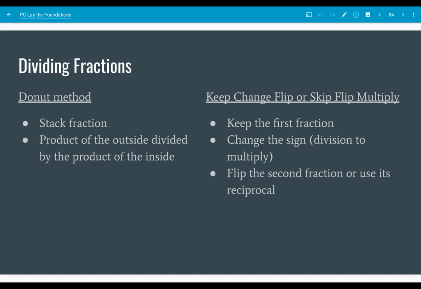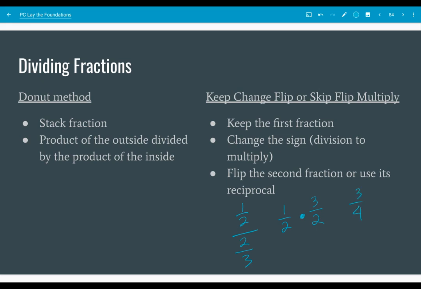Okay, now dividing fractions. There are two different ways that at least I know of to explain it. There is keep, change, flip, or sometimes it's called skip, flip, multiply. So if we have 1/2 divided by 2/3, you keep the first fraction, you change from the division symbol to multiplication, and you flip the second one. So instead of 2/3, you have 3/2. And then it's just a multiplication problem, and you treat it that way.